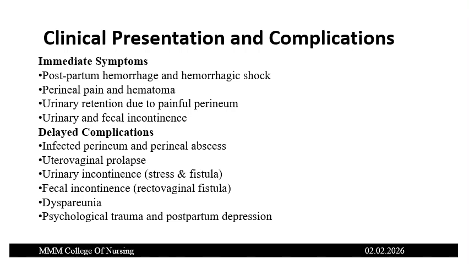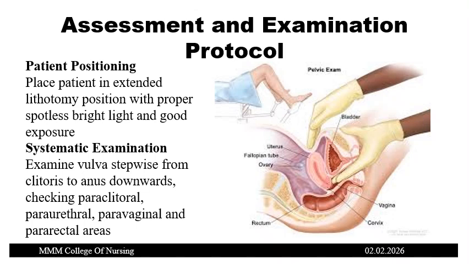Okay, the next is assessment and examination protocol. Patient positioning: the patient should be positioned in extended lithotomy position. There should be bright light and good exposure for you to assess the perineal tear, how extensive it is, and what degree the perineal tear has occurred. And systematic examination: examine from the clitoris to the anus. You have to examine completely.